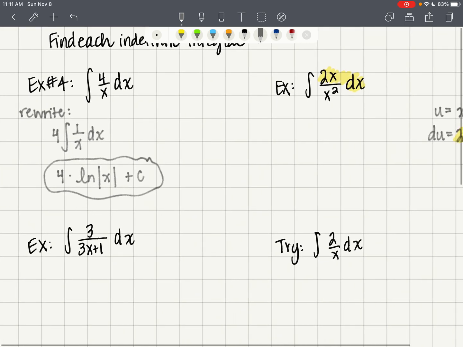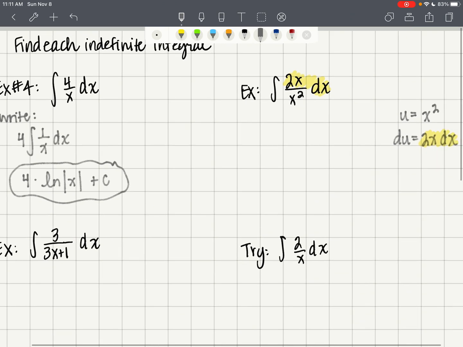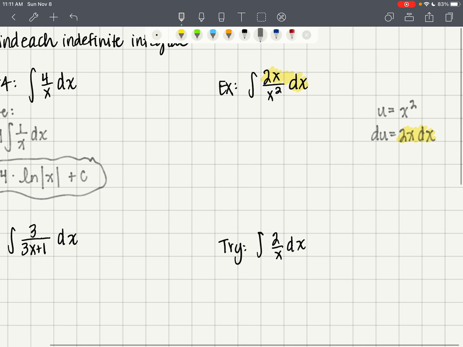Okay, in this next example, a little bit different. We've got 1 over x squared, and 1 over x squared could be 1 over u. So let's see if that works. If we let u equal x squared, then indeed du is going to equal 2x dx, because the derivative of x squared, remember, is 2x multiplied by that differential dx.